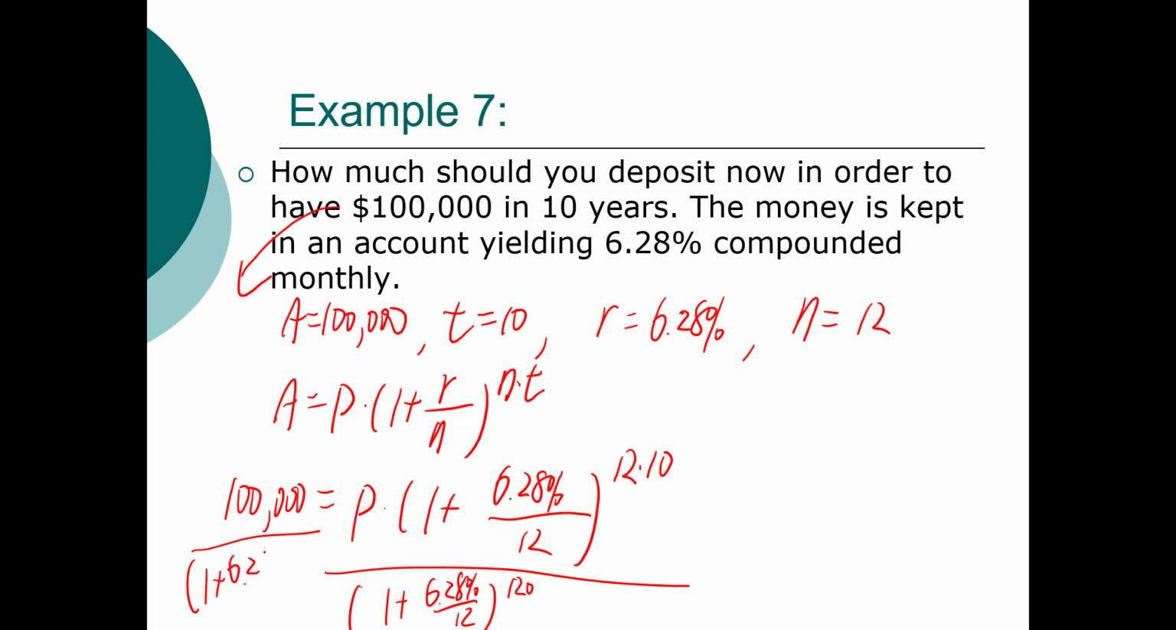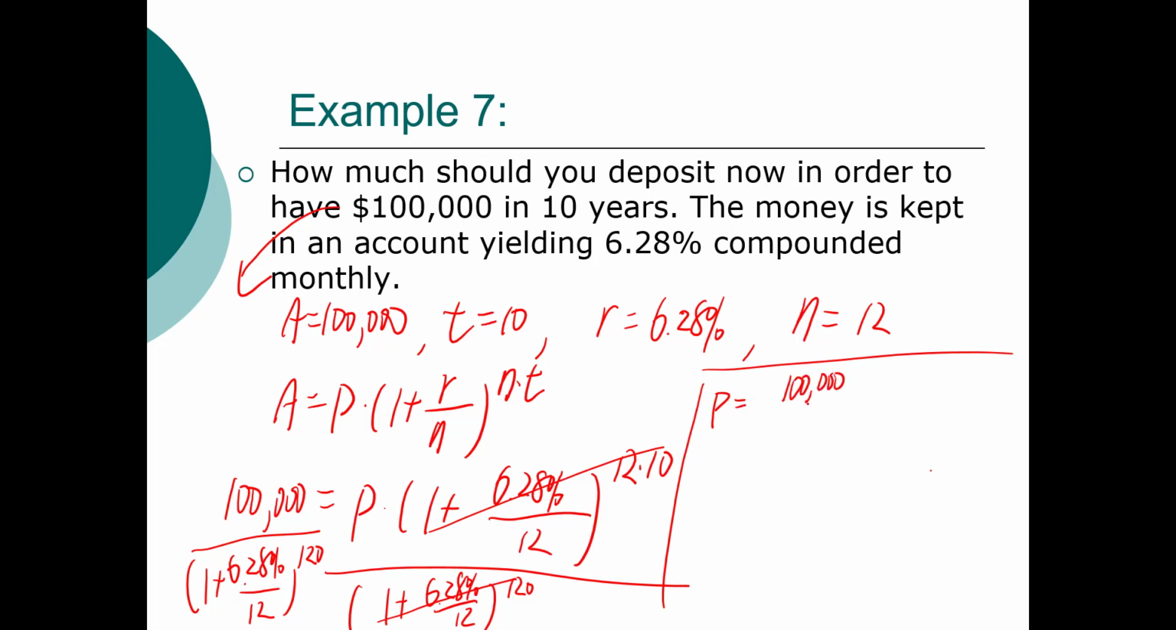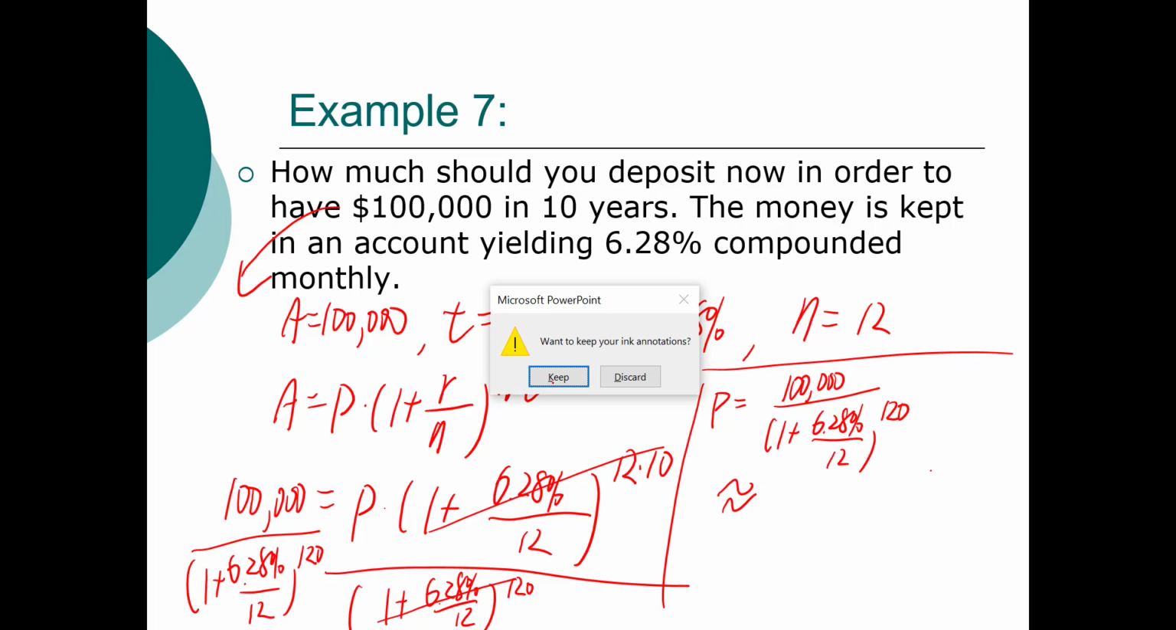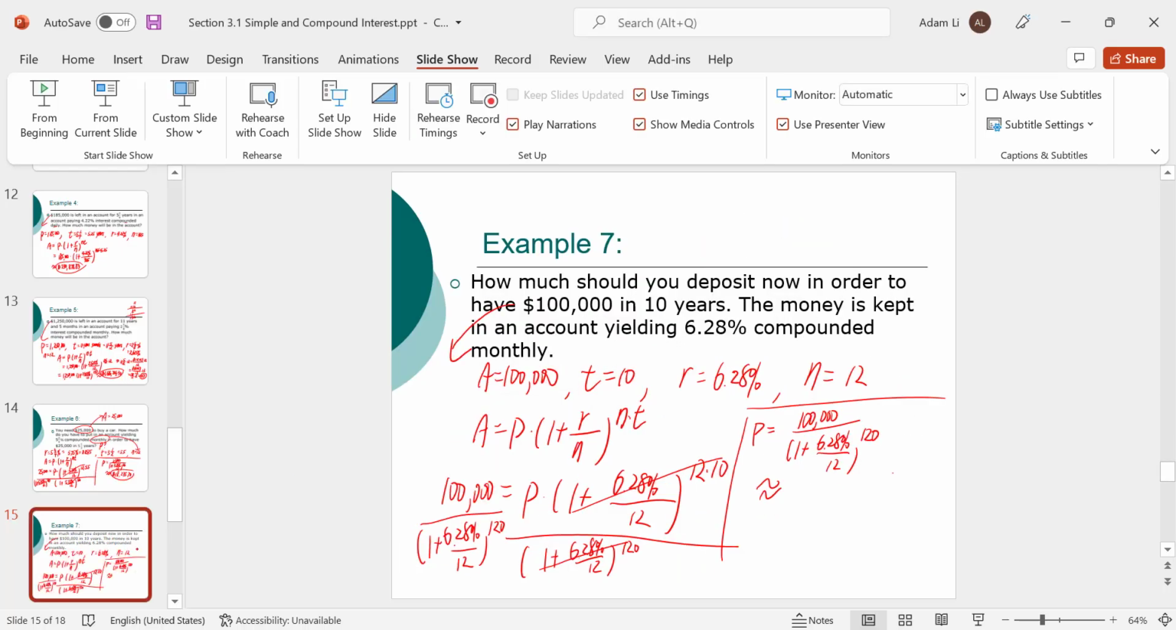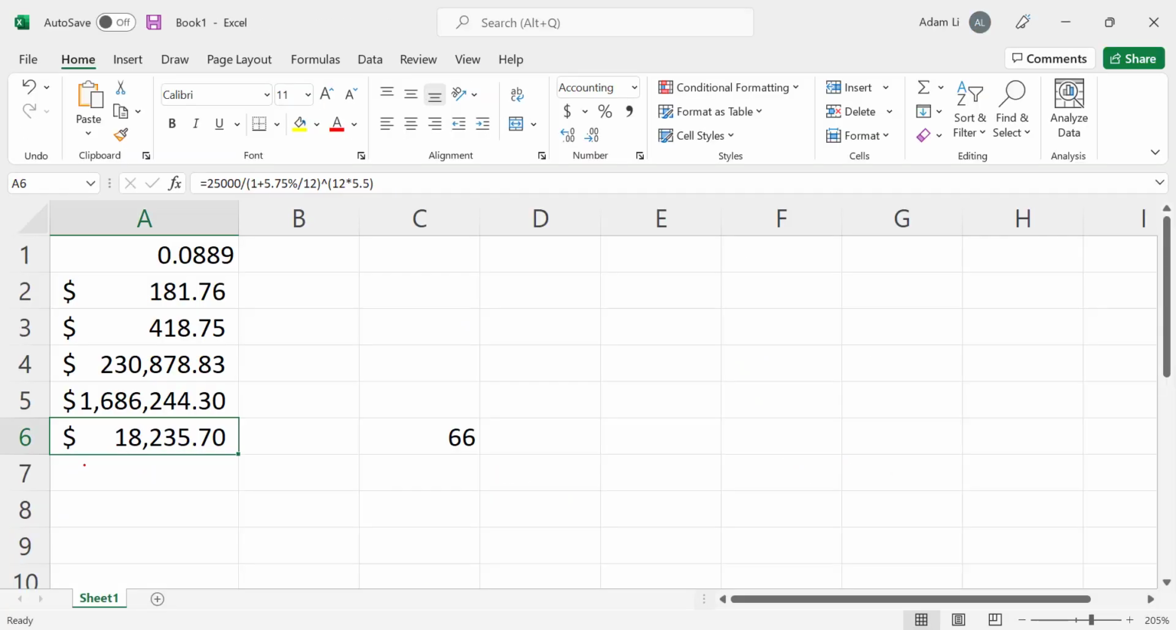Plus 6.8% over 12, raised to the 120 power. Cancel that, so the principal is by itself. So P is equal to 100,000 over 1 plus 6.8% over 12 raised to the 120 power. Let's see what that is. So one more time, we're going to use either Excel or a calculator to solve this.